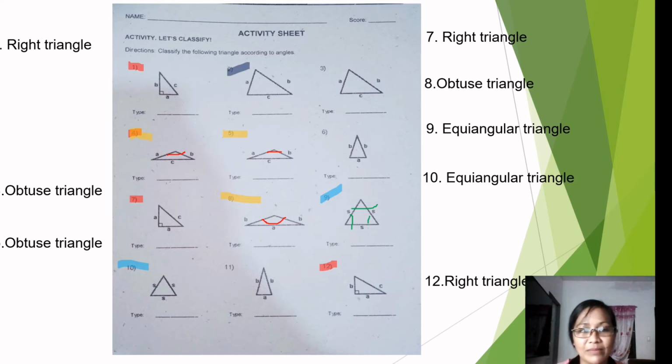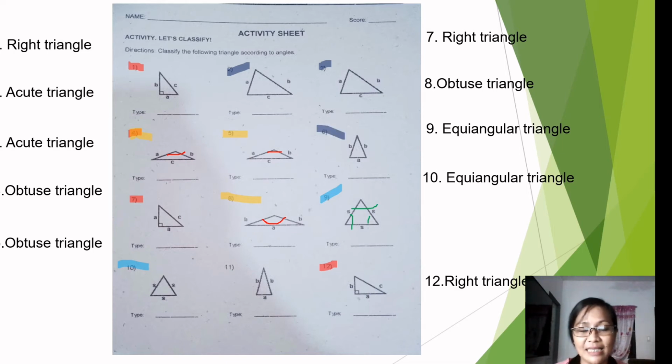Number 2, it states here A, B, C, meaning to say all the angles are different. And it is acute. Therefore, it is an acute triangle. Also, number 3, it states here A, B, C, meaning all the angles are different. And of course, they are acute. Therefore, number 3 is an acute triangle.